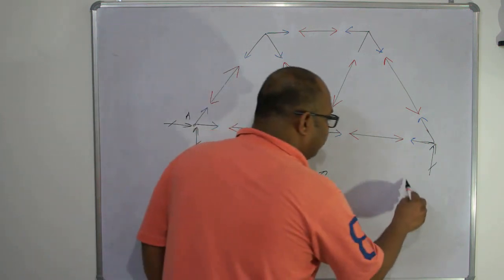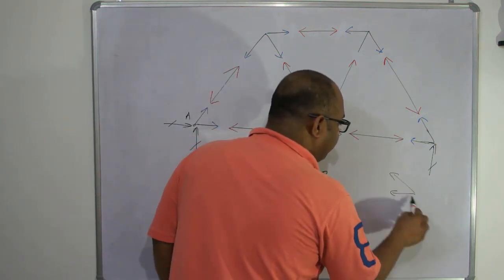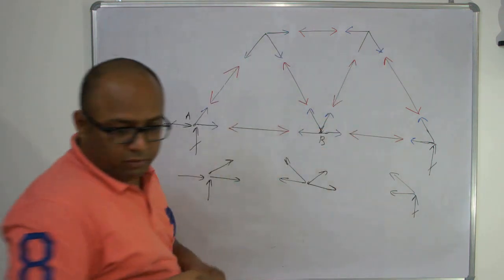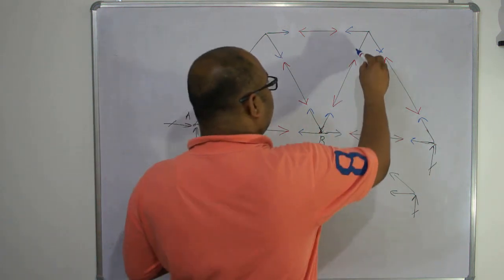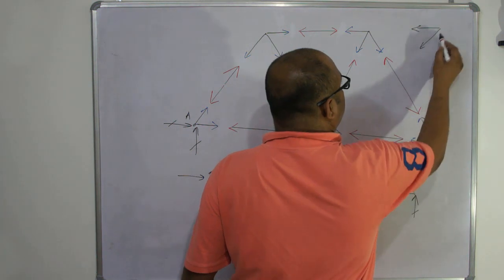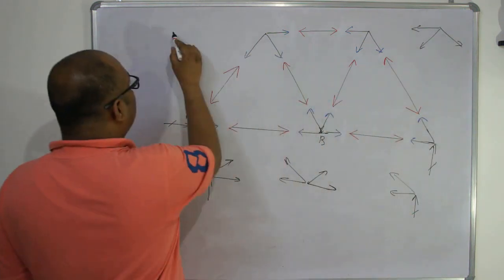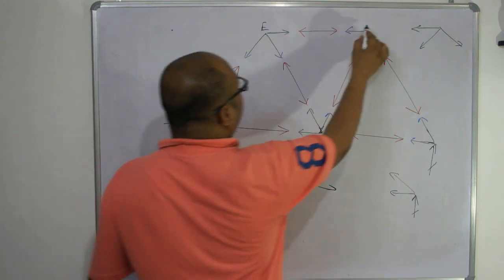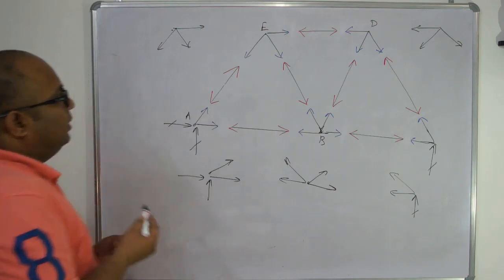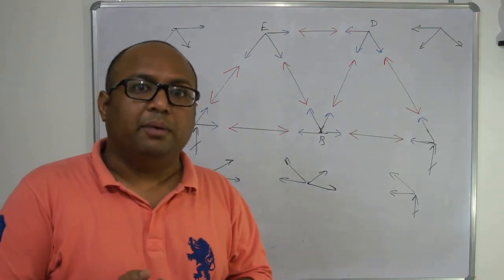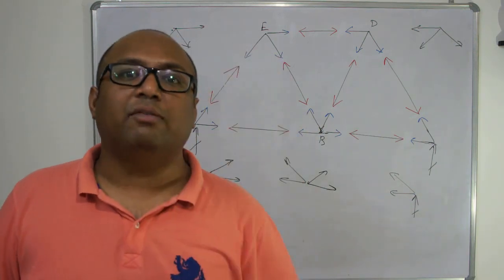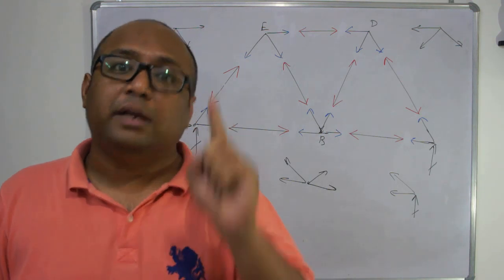Similarly, I can go for C. And for D, what will be the direction? D, what will be the direction? See? And similarly for E, let us call this E and D. So please try to understand this sign convention. What I have done, I have assumed that all the members are in tension.